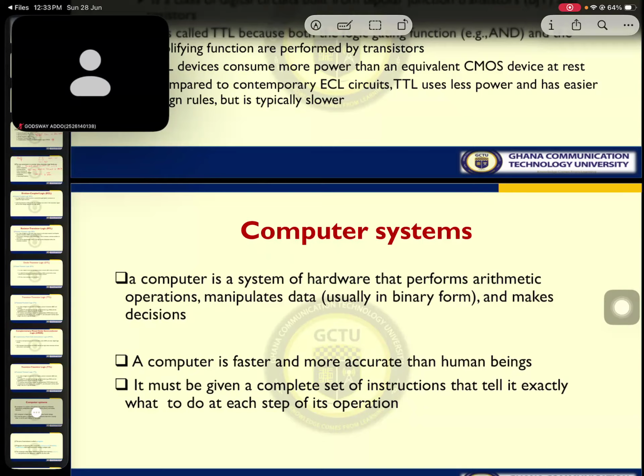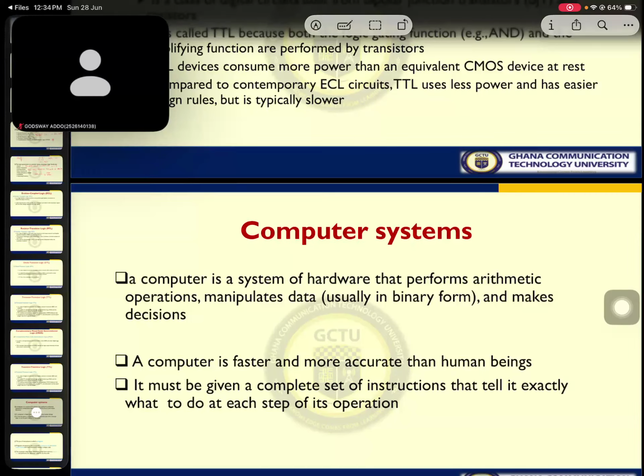Now, if the delay is small, will the circuit be fast or slow? It will be fast. So if I have a small delay, the circuit will be fast. If the delay is large, the circuit will be slow. So it tells you that the speed affects the operating frequency. The frequency means how many cycles per second the circuit can run efficiently.